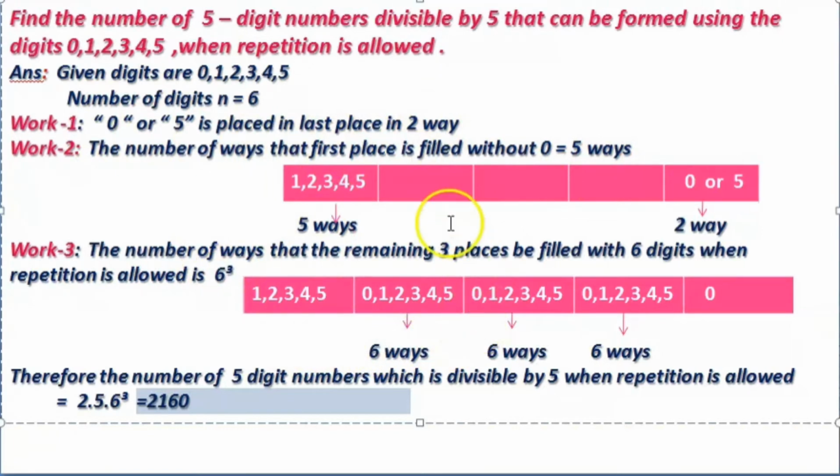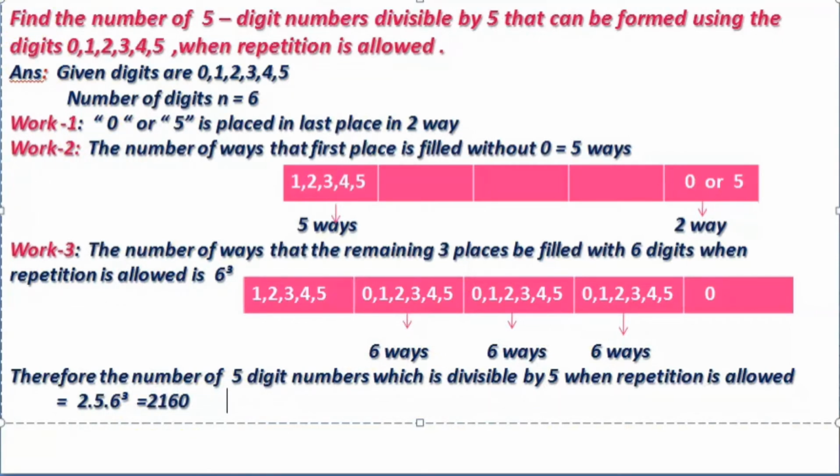According to the fundamental principle, the first work is done, but still the total work is not completed. Work 2 is done: only the first place and last place are filled. Still, I have to do some work here. The remaining 3 places must be filled. So work 3 is filling up the second, third, fourth places. Now the work is completed. So according to the fundamental principle, all the work can be done in 2 into 5 into 6 cubed ways. 2160 is the answer. Okay, that is the way of representing the answer.